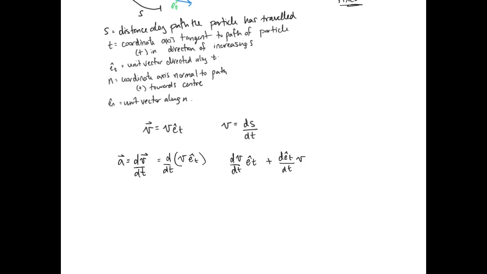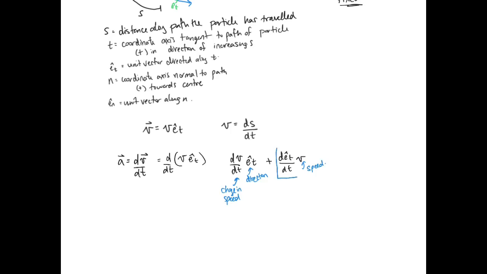In this case, this dv over dt is just the change in speed. So that's really straightforward. This is change in speed. And this et is just a unit vector, so we don't have to do anything. This is just giving us a direction. Here, we're just looking at the speed, so we don't have to do anything.